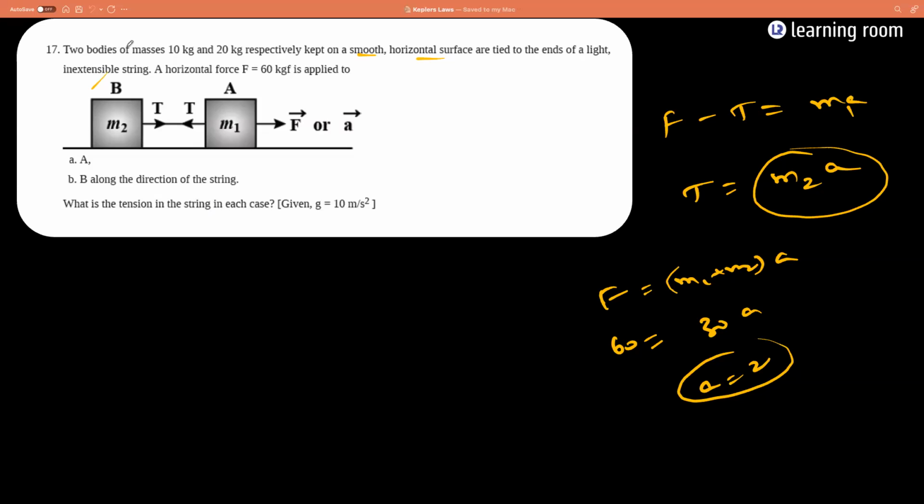Multiply that with 10. You need to multiply it because it's kilogram force. I take it as 10 newton, for instance. So 6 into 10 will be equal to 60. So acceleration is 2 meter per second square. That's why I didn't write the units. Okay, 2 meter per second square. Then what will be the value of tension? T is M2 into A, 20 into 2, 40. Hmm, the tension will be equal to 40.